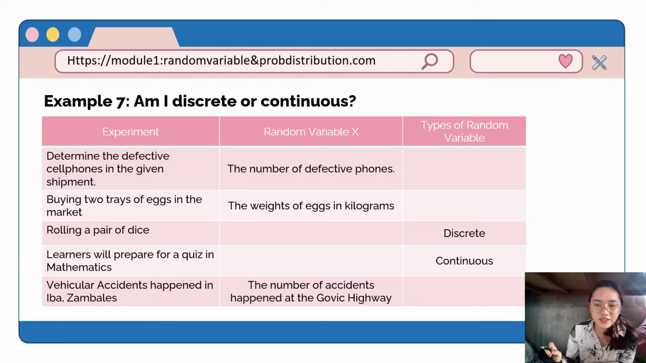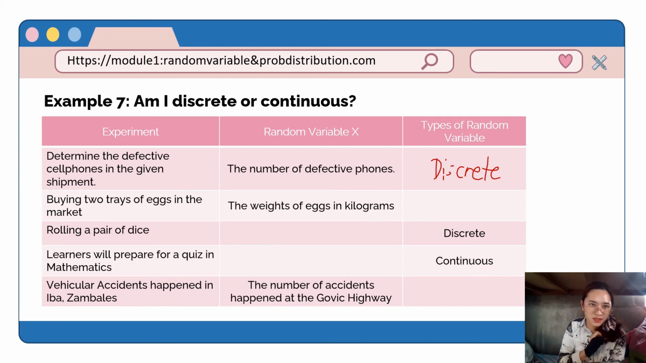Okay, am I discrete or continuous? So, our first experiment, determine the defective cell phones in the given shipment. So, ang random variable x natin ay number of defective phones. So, anong klaseng random variable to? Number of defective phones. So, nabibilang po siya. Countable. So, therefore, it is discrete. Okay po. So, countable naman po siya. So, discrete siya.